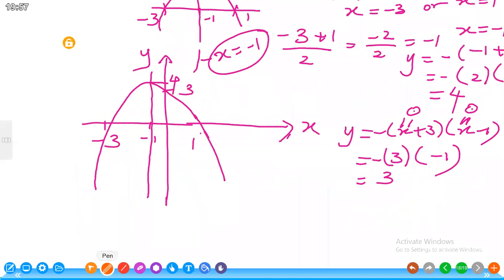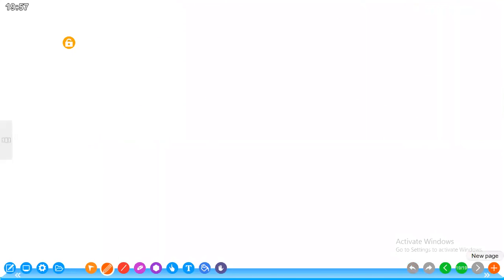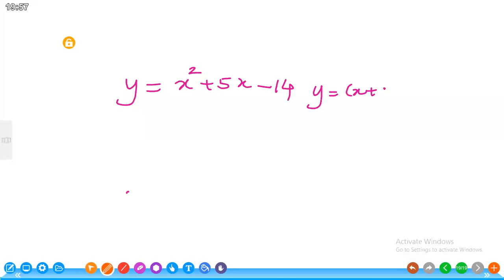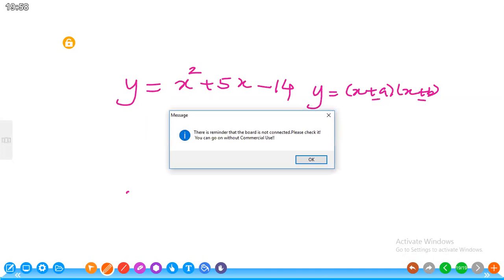Okay, consider another example. Y is equal to x squared plus 5x minus 14. Here also, can you identify the axis of symmetry in this form? No. First let us convert it into the form (x plus a) into (x plus b). Can you convert it in this form? Let us factorize this equation.